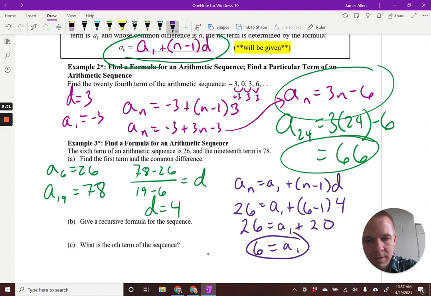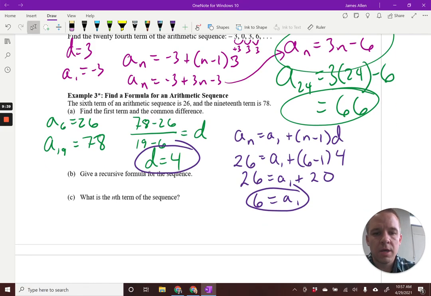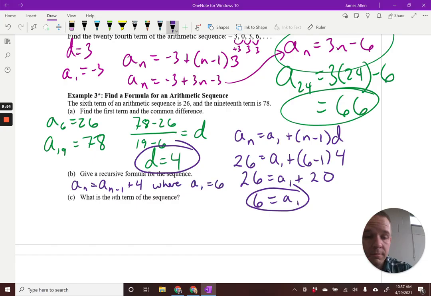So I've got my first term and my common difference. I've accomplished what we want for part A. So the next part here is give a recursive formula for the sequence. Well, I know I've got the a sub 1, so we're already good there. So it's going to be a sub n is equal to the previous term, a sub n minus 1, plus my common difference of 4, where a sub 1 is equal to 6.